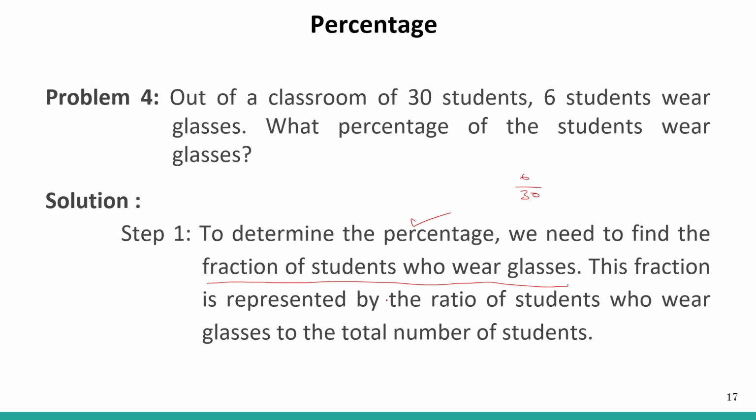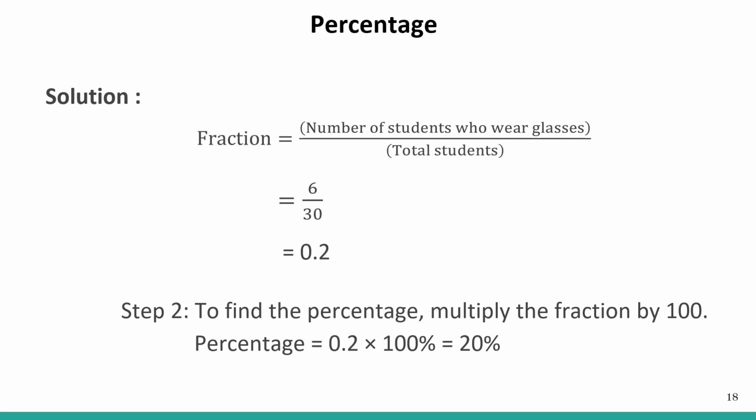So the fraction is represented by the ratio of students who wear glasses to the total number of students. This much amount of students wear glasses and this much amount of students are there in the class. So fraction is equal to number of students who wear glasses by total students. That will be 6 by 30, that is 0.2.